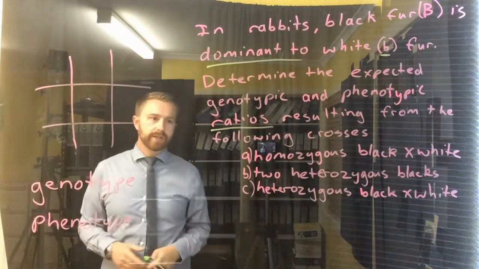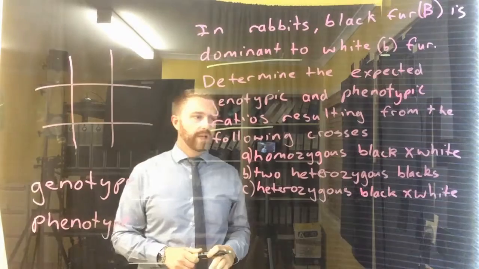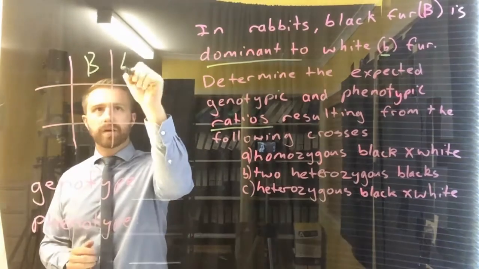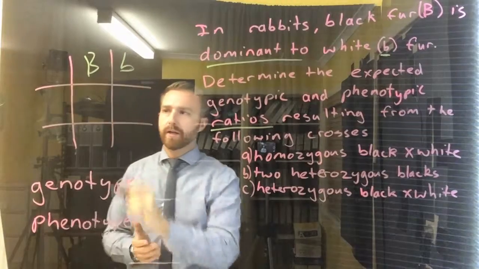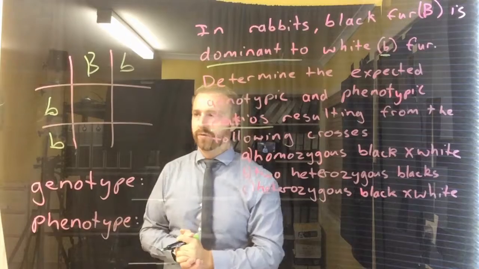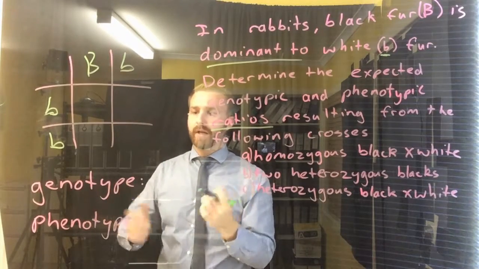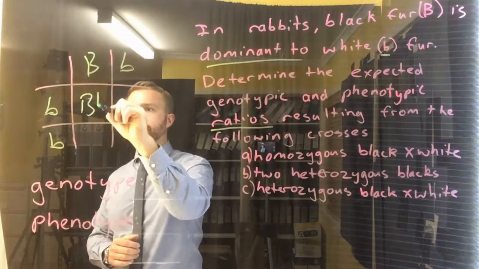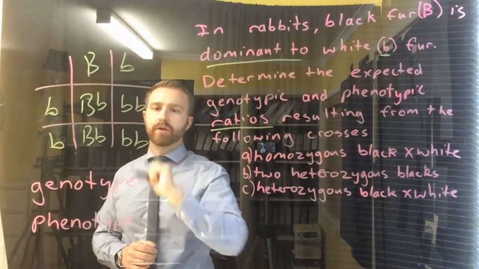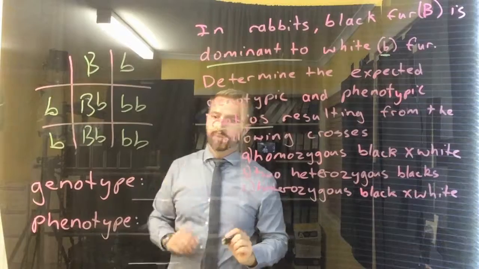Alright, so part C, question says heterozygous black with a white. That means we've got, this is our black rabbit, a heterozygous one, and this here is our white one, which is a homozygous recessive. And again, we fill the Punnett square in and we will work out what our ratios will be. So that's our Punnett square complete.